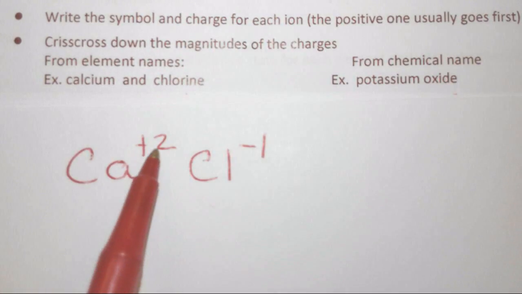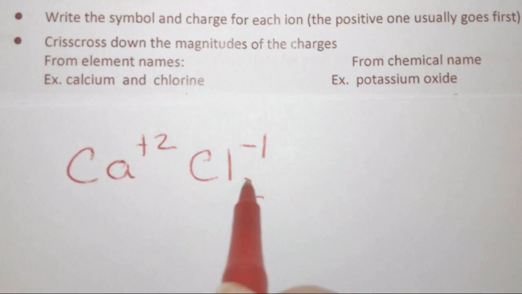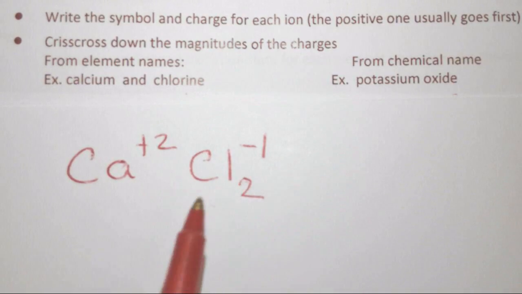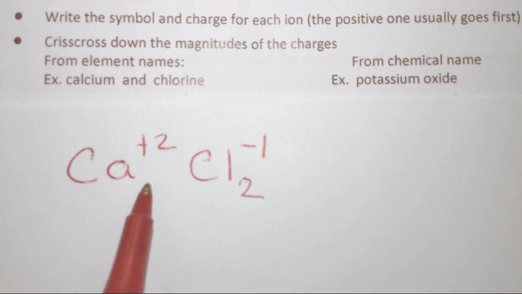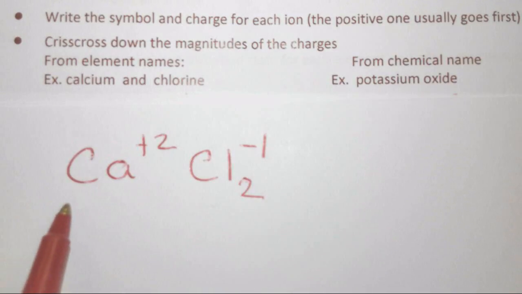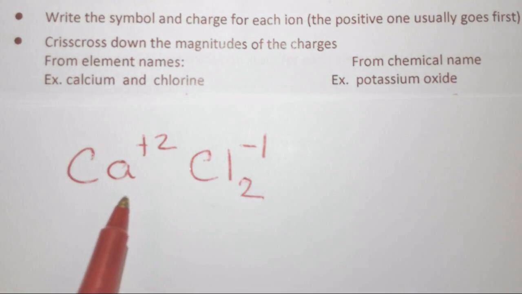So I'm going to take this 2 and crisscross it down to here. The 1s, however, we do not write, because it's assumed that if you have this element, you're going to have at least one of them, correct? If you don't have one, then you'll have a number down here, but no number means 1, so we don't actually write the 1.